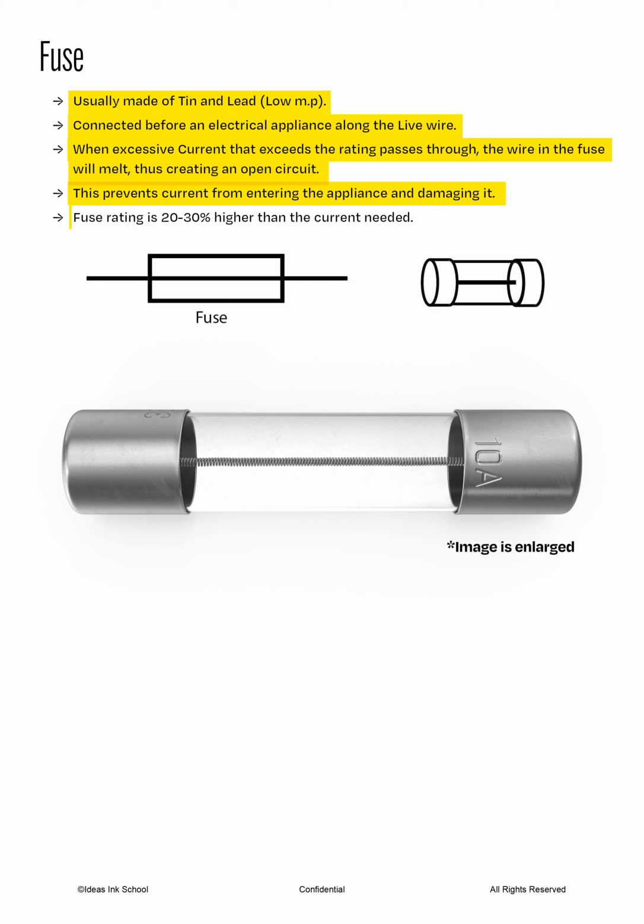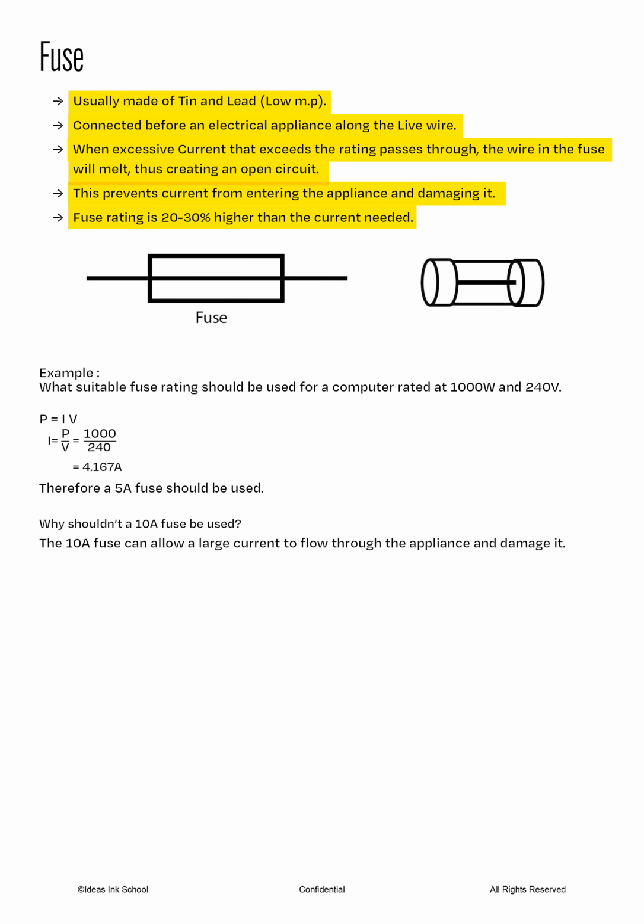A suitable fuse rating is about 20 to 30% higher than the current needed to run the appliance. Let's look at the example in the notes. You can quickly pause the audio and refer to the example on the page.